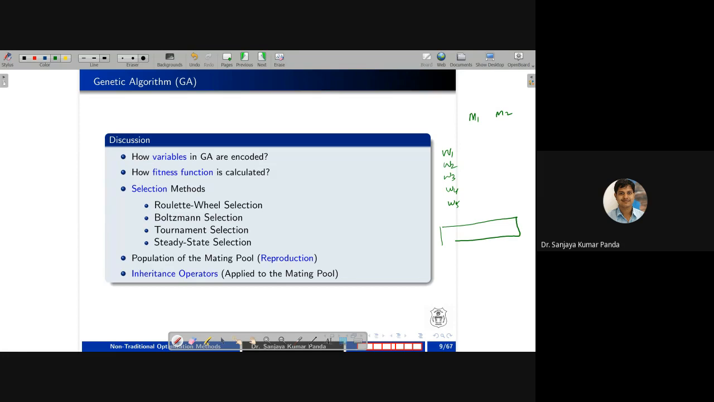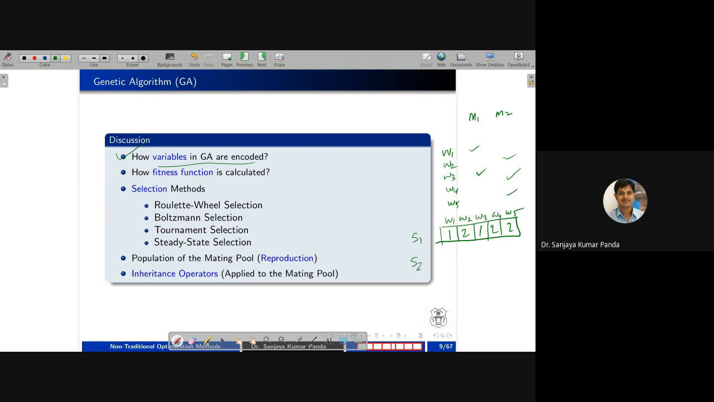So if I represent it in the form of a chromosome, then I'll take 5 cells. First one is W1, second one is W2, W3, W4, and W5. Suppose I'm writing 1, 2, 1, 2, 2. So it indicates that W1 is assigned to machine 1, W2 to machine 2, W3 to machine 1, W4 to machine 2, W5 to machine 2. In this way, variables are encoded in genetic algorithm. So in your respective research domain, if you want to apply genetic algorithm or any optimization method, first you have to focus on the encoding part.